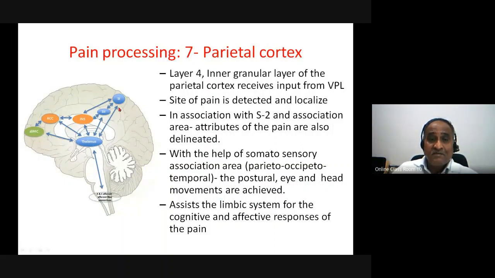And at the same time, S1 and S2, the somatosensory areas, would activate the limbic system: the hippocampus, the amygdala, then the insular cortex, then the anterior cingulate cortex, and then the prefrontal cortex would be activated. So that is how it's processed in the parietal cortex, S1.